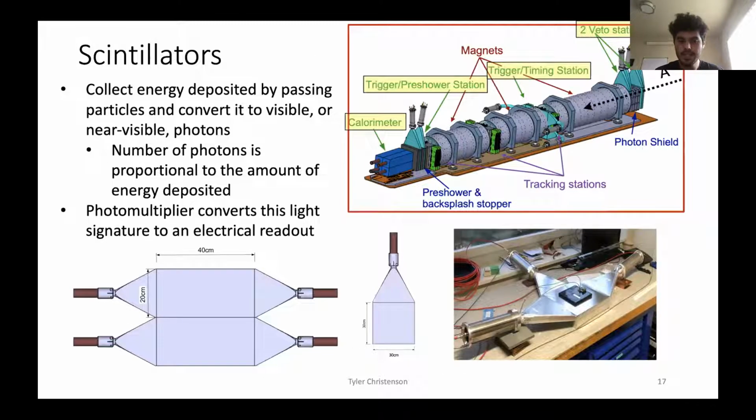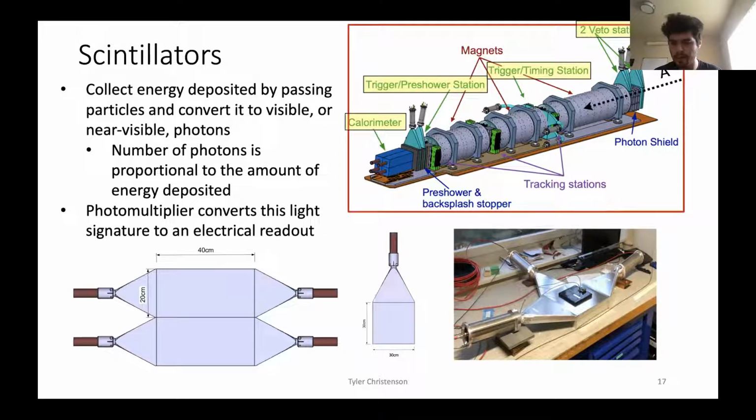Okay, this is kind of a segue into what my research is now. This is the scintillators of the detector, highlighted in yellow in the top right. You have all of those teal modules; those are the scintillators of the detector. What these do is collect the energy deposited by passing particles and convert it into visible or non-visible photons. Then, with those photons, you use photomultiplier tubes at the end of those scintillators to convert it into some sort of electrical output that we can actually use for data analysis.